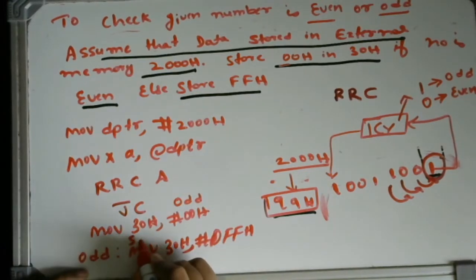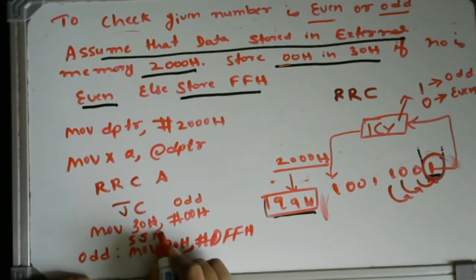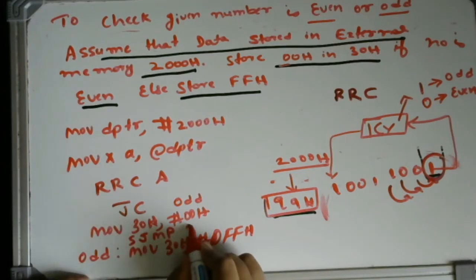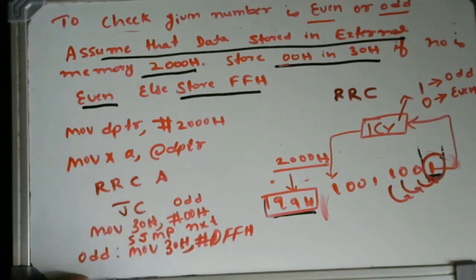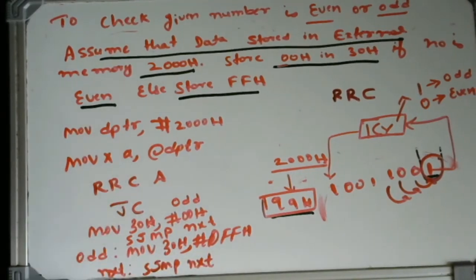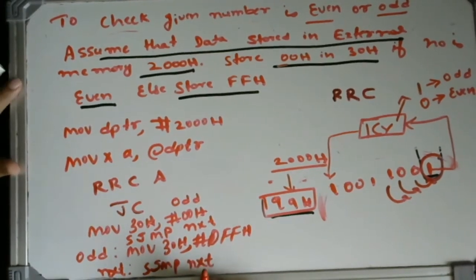So for that we will use JNC jump next, and this next will go to the end of the program, and here it is. Again we can use JNC jump next. So this is how we can check whether the given number is even or odd.